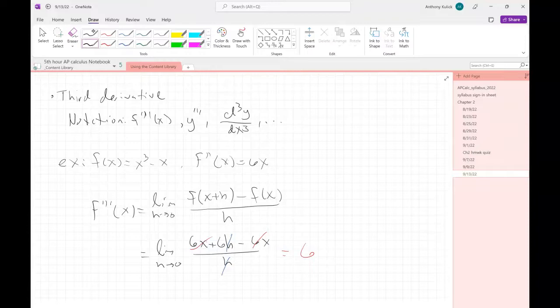What would we expect to get if we did the fourth derivative? 0. And then the fifth derivative? 0. And the sixth derivative? 0. And any derivative after that? 0. So eventually, depending on the function, if you do enough derivatives, it goes down to 0 because there's no rate of change going anymore.